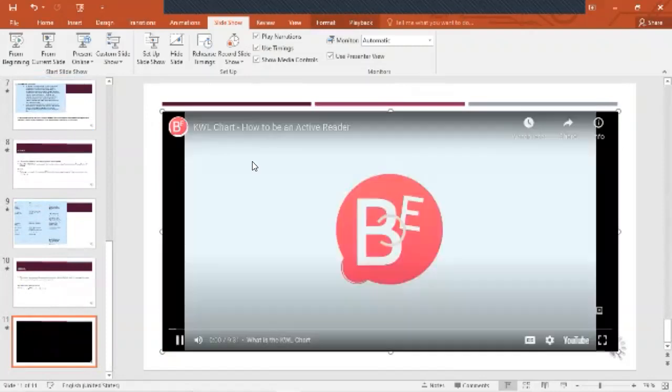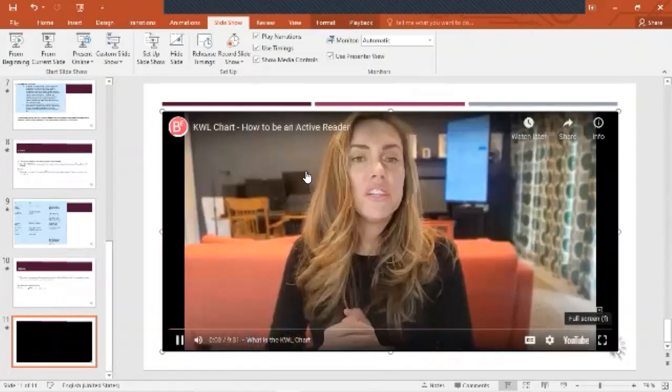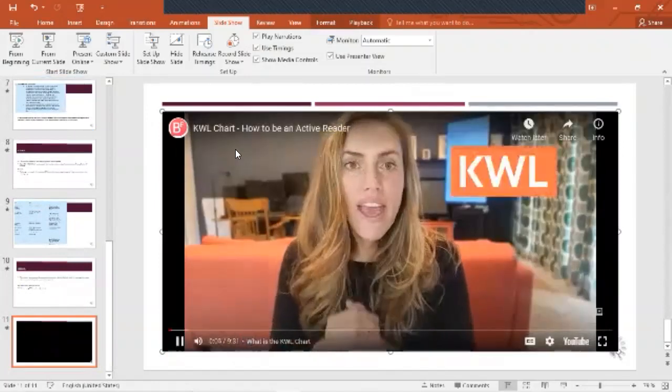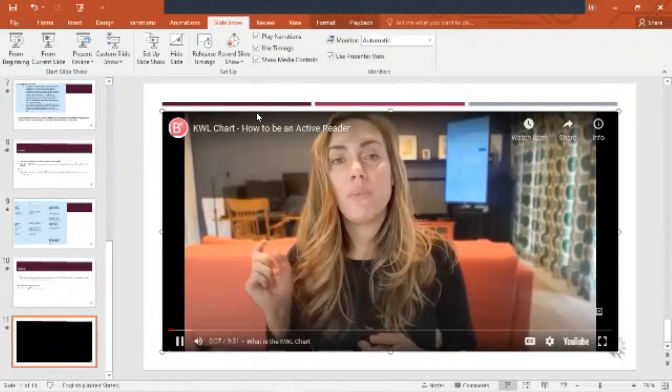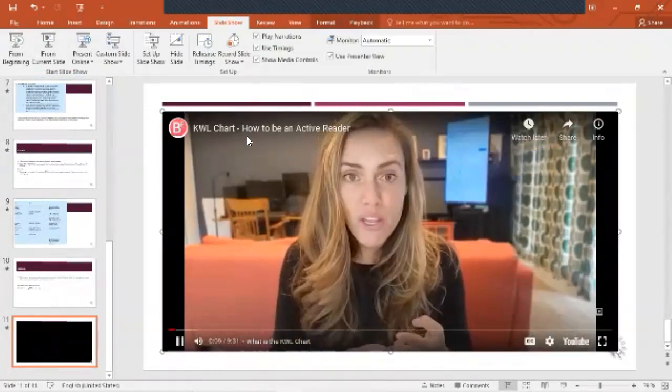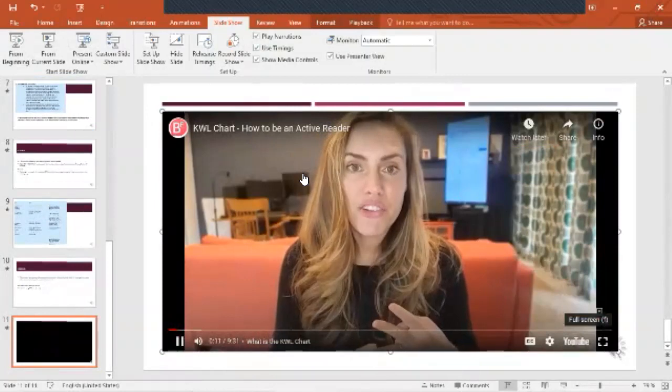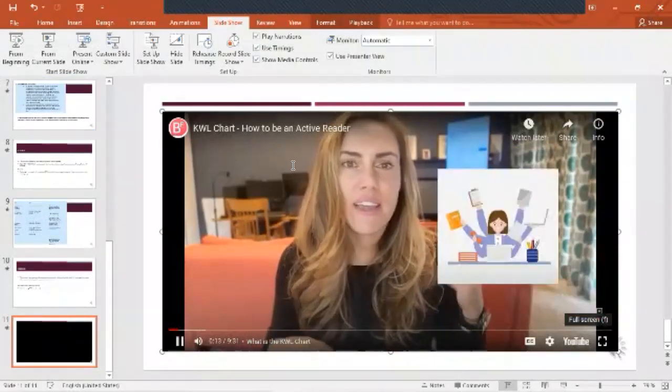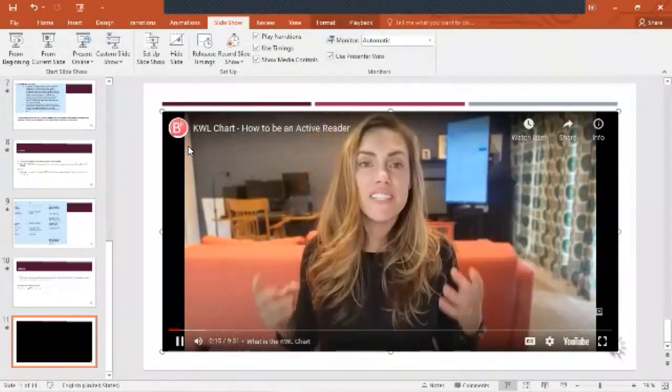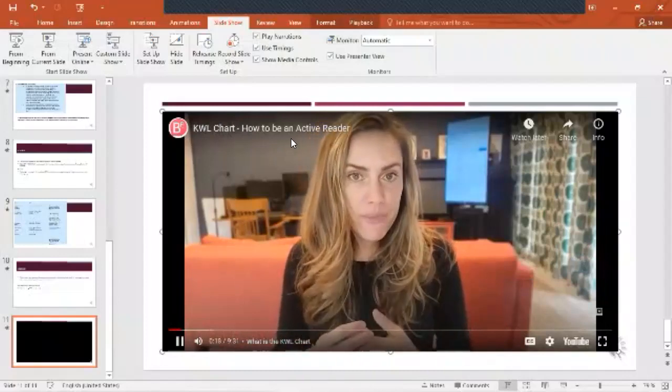Hey everybody, I'm going to show you another reading strategy. This one is called KWL. This reading strategy will help you read more actively, stay more focused, and remember more after you read for that paper, that test, that quiz, that debate, whatever it is you need to use this reading for, okay?